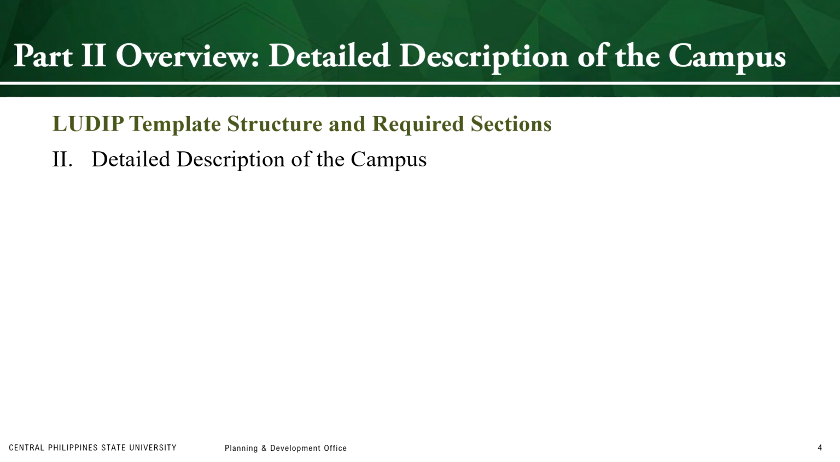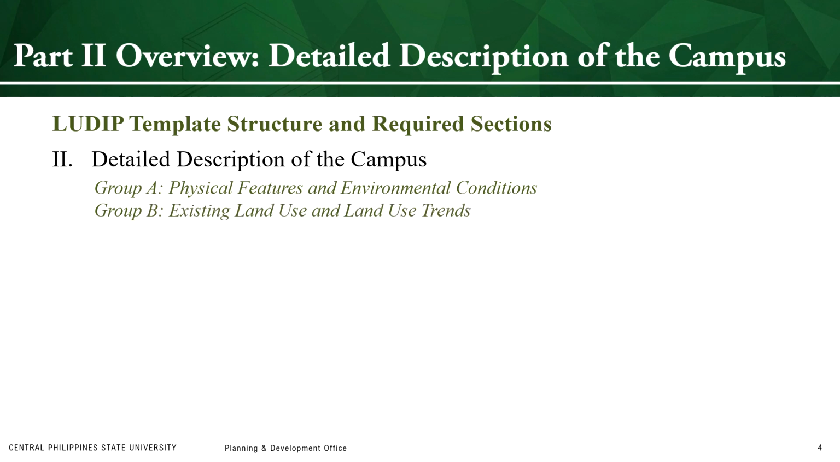Part 2, Detailed Description of the Campus, is the situational analysis portion of the LUDIP. It answers the question, what is the current state of your campus? This part is organized into 4 subgroups. Group A covers physical features and environmental conditions, what the land looks and feels like. Group B covers existing land use and land use trends, how your land is currently being used. Group C covers infrastructure and facilities, what you've built and how it's holding up. And Group D covers development constraints. What's holding your campus back? Let's go through each group.